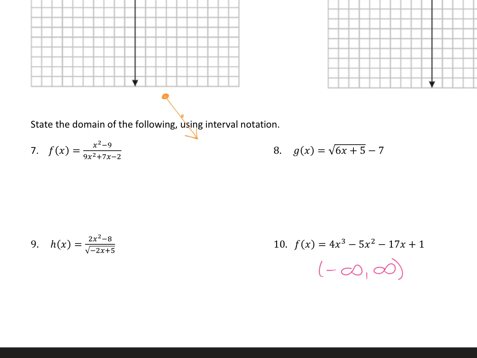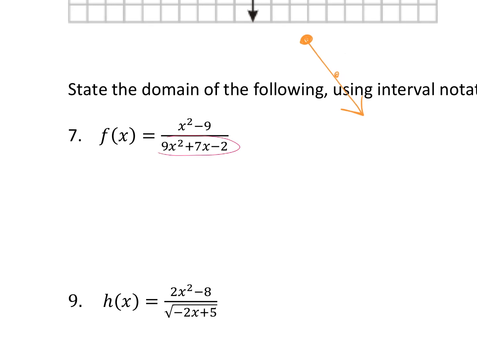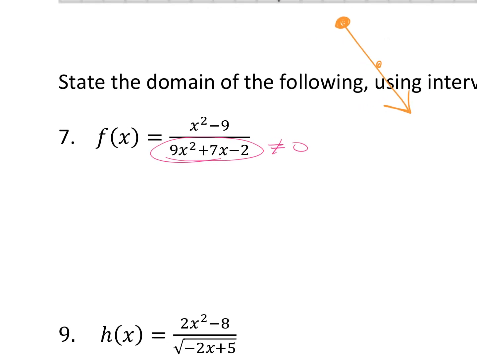If your x is in the denominator, you're going to take the denominator, set it not equal to 0, and solve. So like in number 7, you have f of x is equal to x squared minus 9 over 9x squared plus 7x minus 2. You have an x in the denominator here, so you're going to take this whole denominator, set it not equal to 0, and solve for what x can't be. So this 9x squared plus 7x minus 2 cannot equal 0.